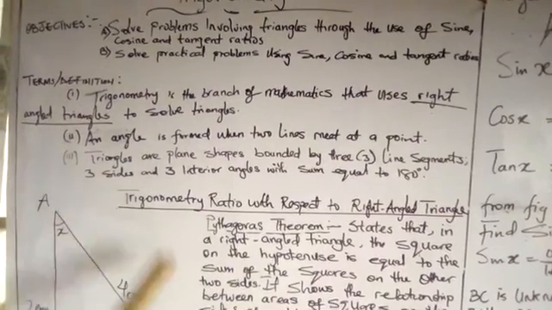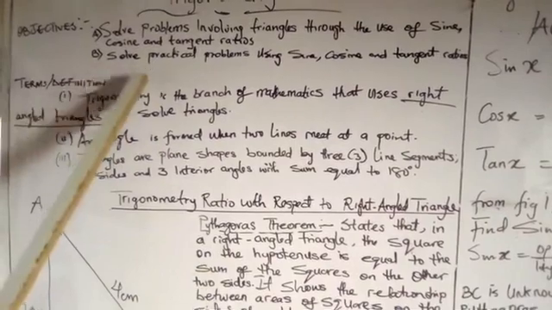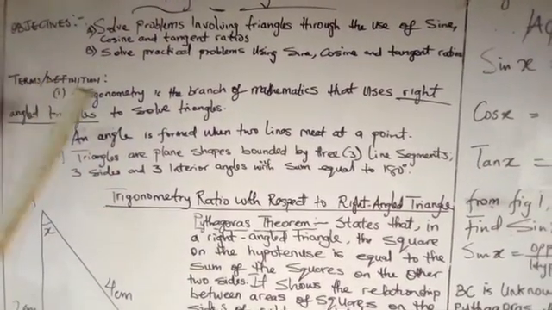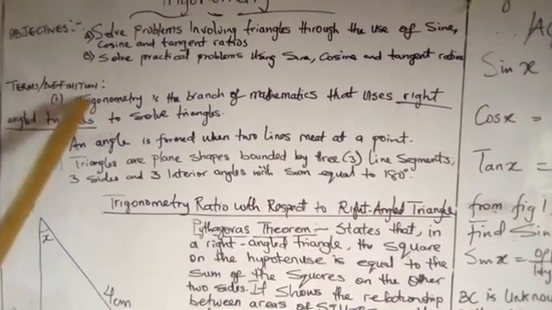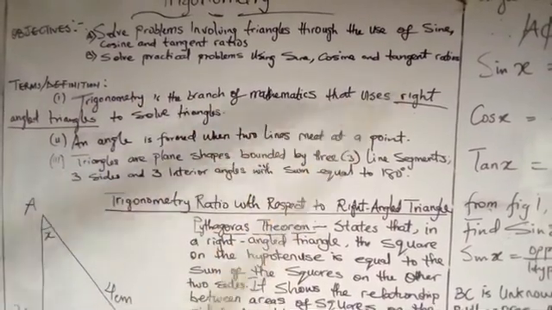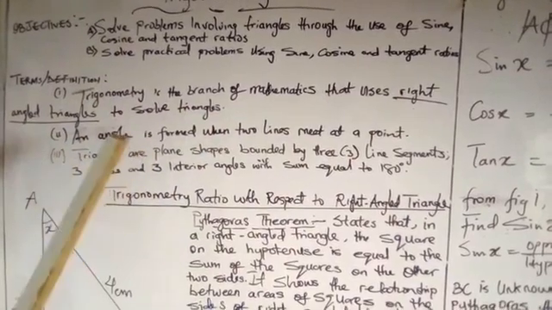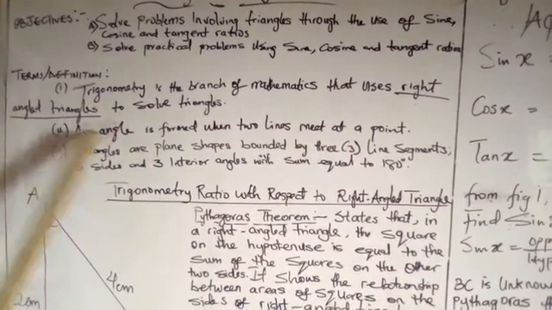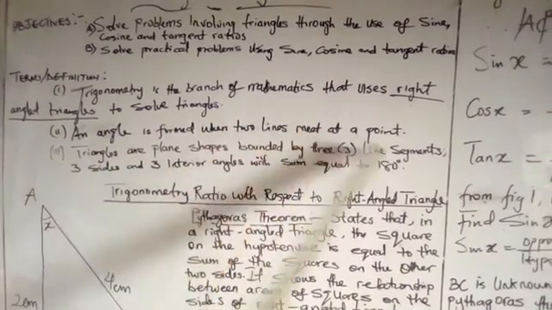But before we go into some basic challenges or issues regarding trigonometry, let's consider the terms and definitions we may likely come across. Basically, what is trigonometry? Trigonometry is the branch of mathematics that uses right-angled triangles to solve problems relating to triangles in mathematics. An angle, you should know that angle is formed when two lines meet at a point.